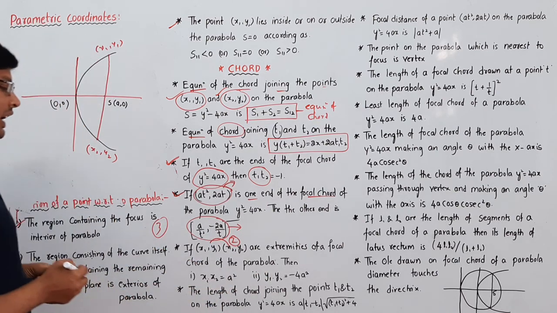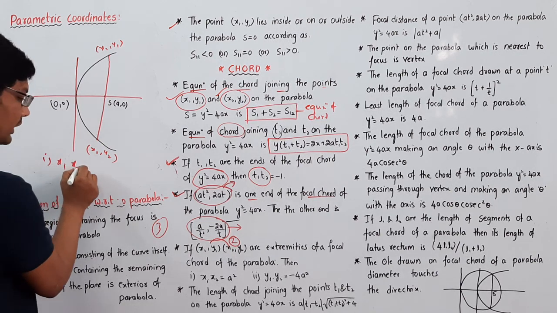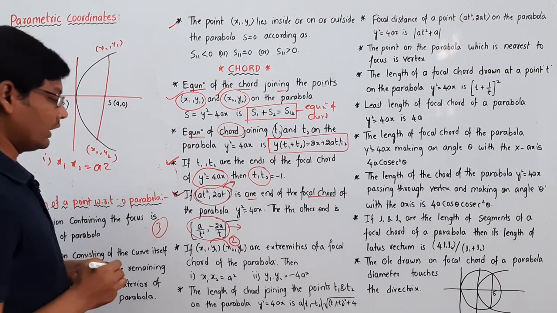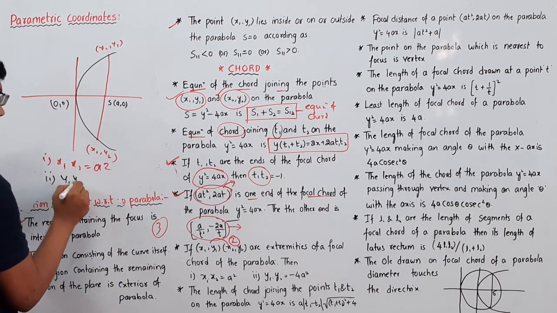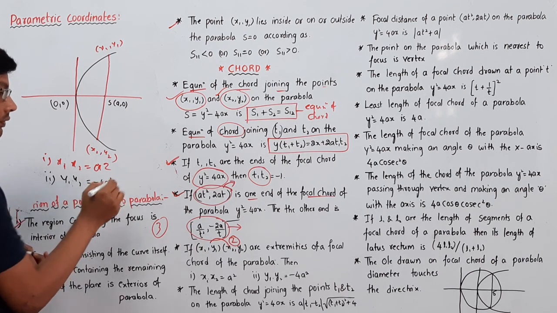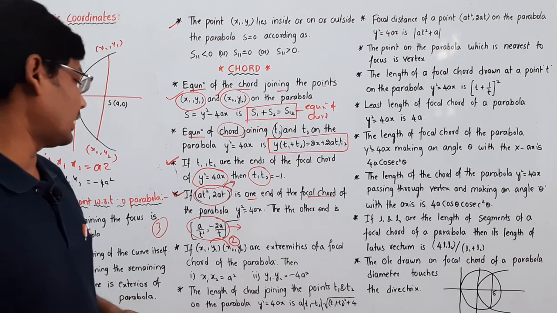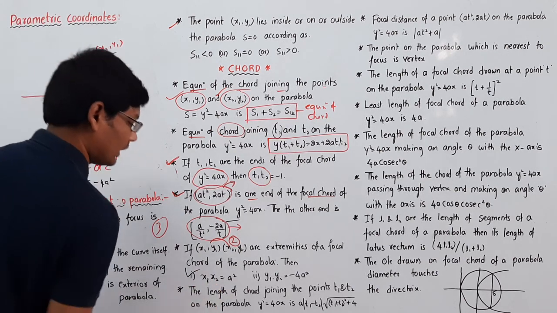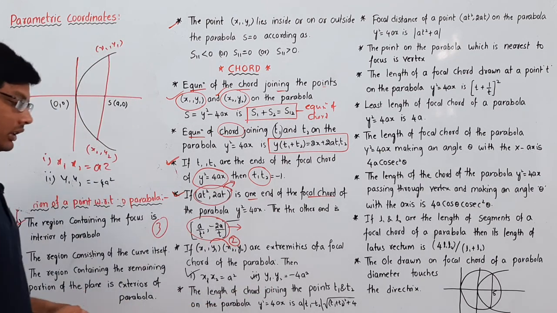Then we have two conditions. The first one is x1 times x2 is equal to a square, and y1 into y2 is equal to minus 4a square. These are the conditions for the extremities of a focal chord. The two conditions are x1 x2 is equal to a square, and y1 y2 is equal to minus 4a square.